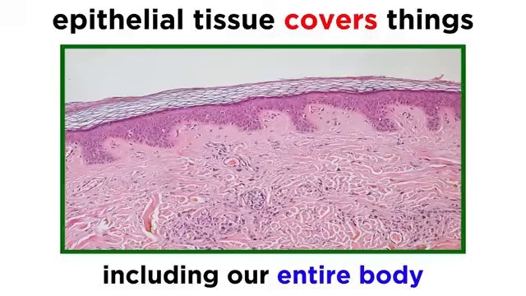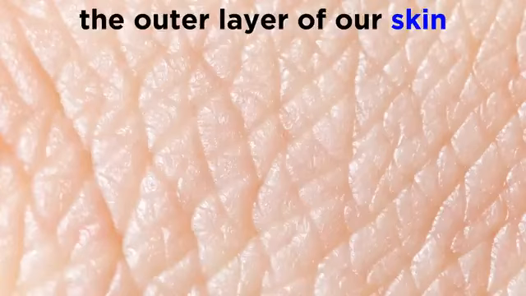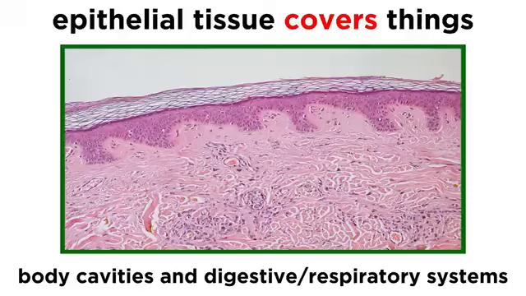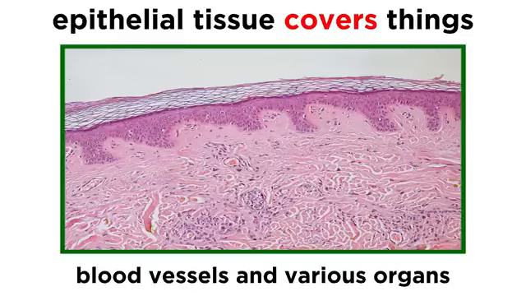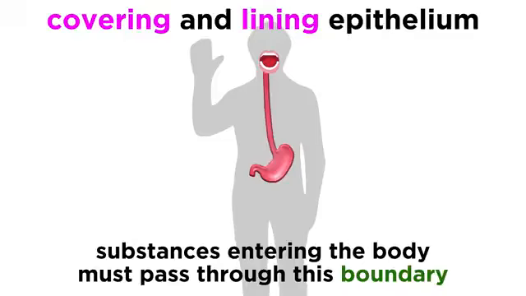In short, this is tissue that covers things, including our entire body. The outer layer of our skin is made of epithelial tissue. This tissue also dips into body cavities, covering the digestive and respiratory systems, and it even lines blood vessels and various organs. All of this can be considered covering and lining epithelium, which act as boundaries, and any substance that enters or exits the body must pass through some kind of epithelium.